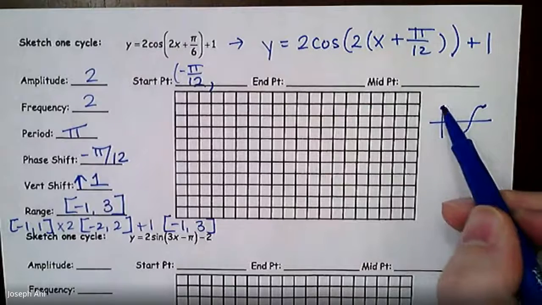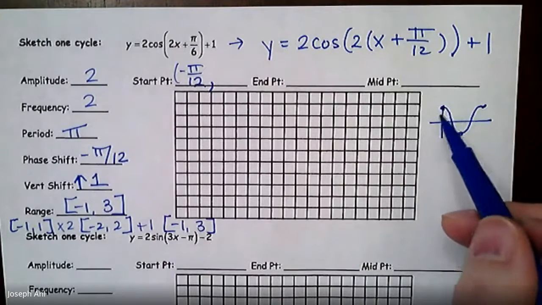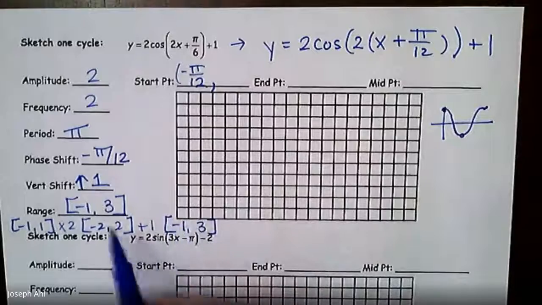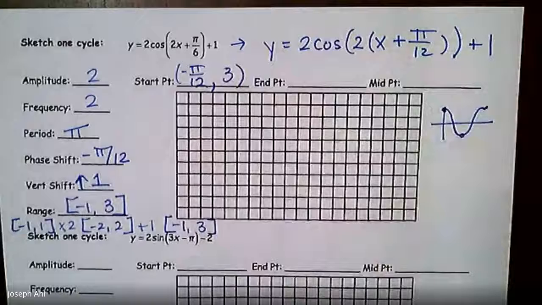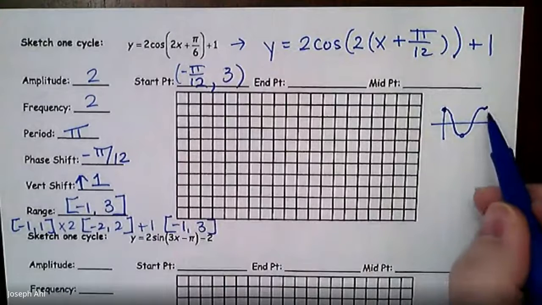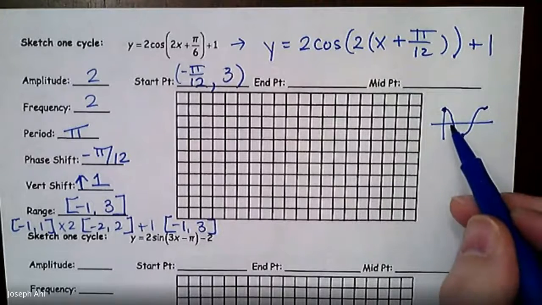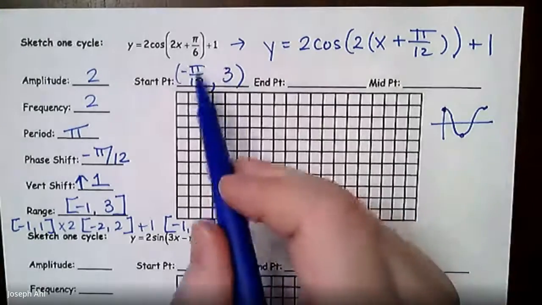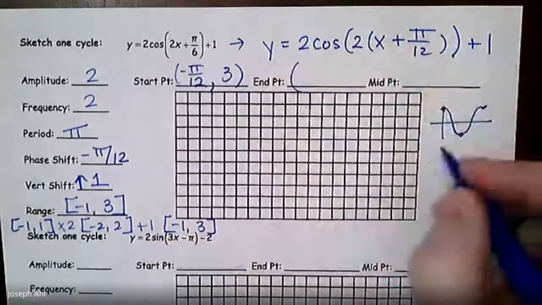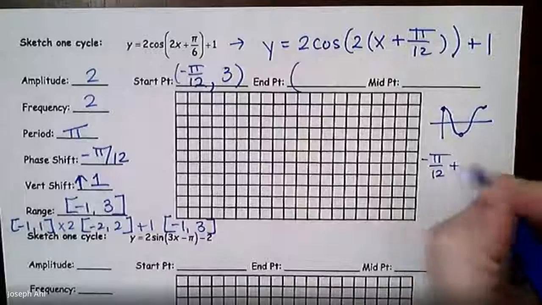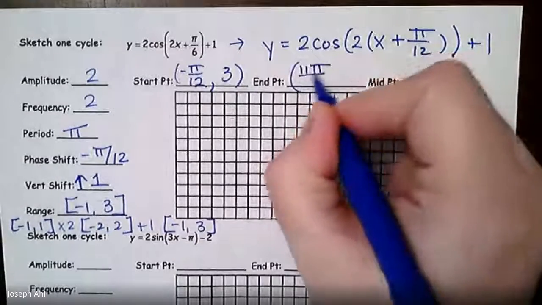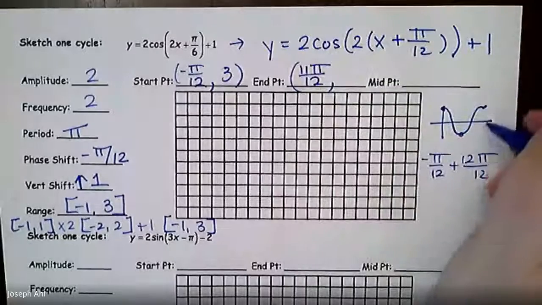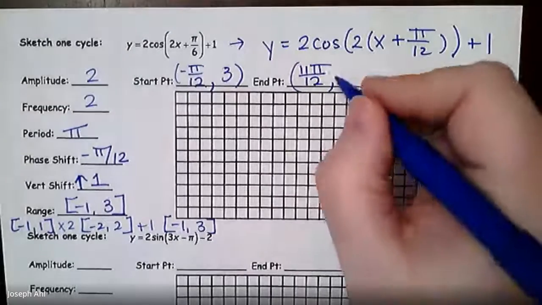Well, where does cosine start? It starts at the highest point in the range. The highest point in our range is 3. So negative pi over 12, 3 is going to be the starting point. Let's talk about the end point. To get to the end, you're going to add on the period here. So let's see, negative pi over 12 plus pi, which is really 12 pi over 12, is now at 11 pi over 12. And notice how it's also at the highest point in the range, 3.